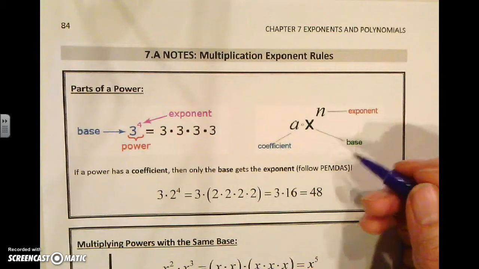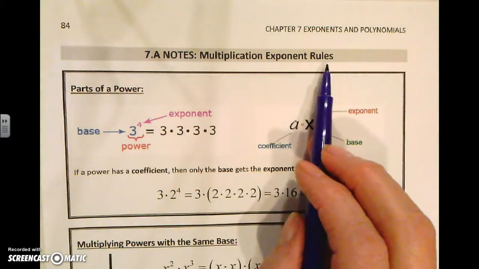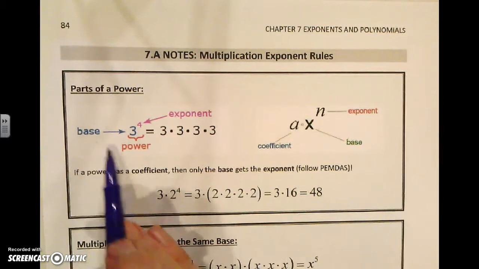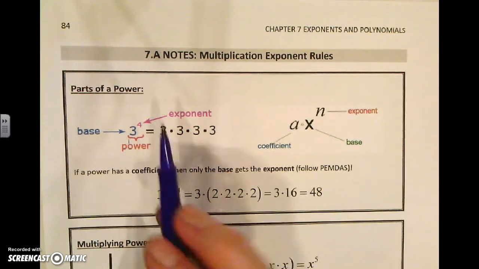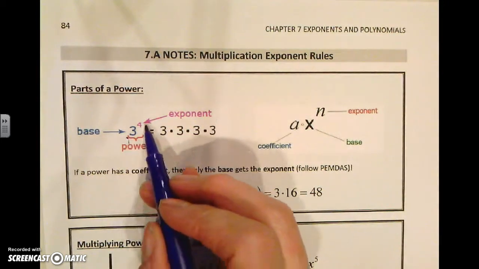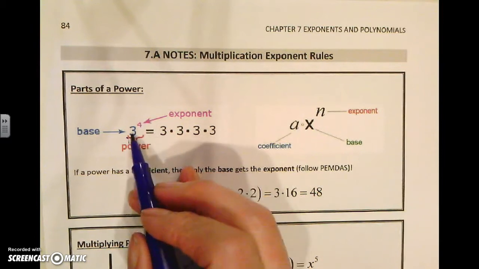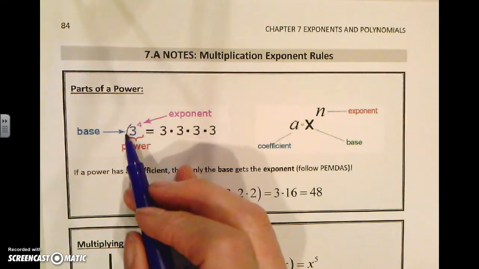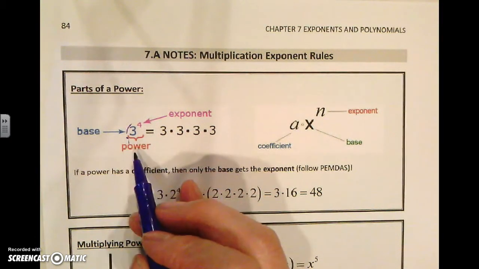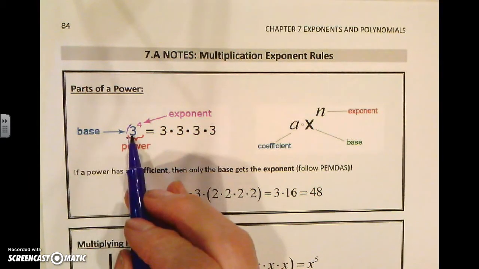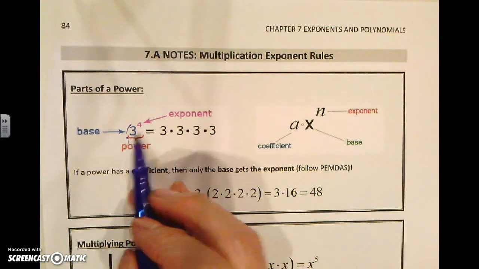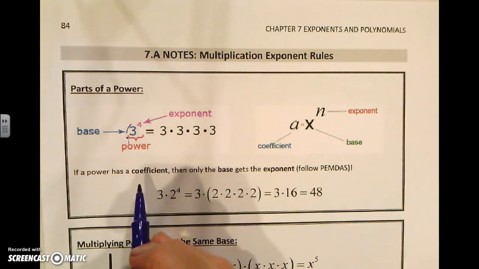As we begin our study of exponent rules, we need to know some of the definitions that are going to be used to talk about parts of our exponential expression. So here we have 3 raised to the 4th power. This whole expression, 3 to the 4th, is called a power. The 3 itself is called the base of the expression, and the exponent is the 4.